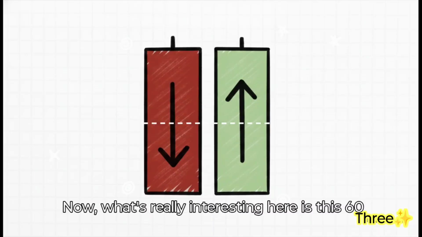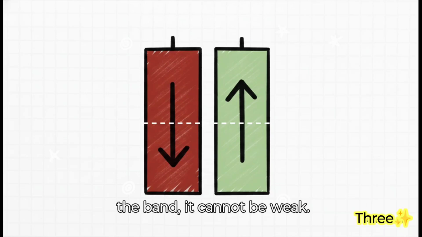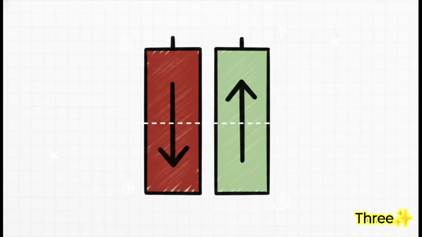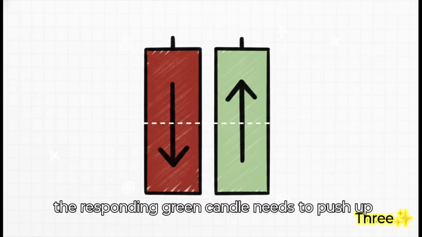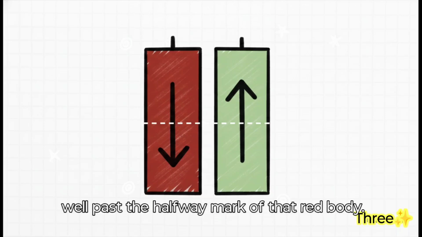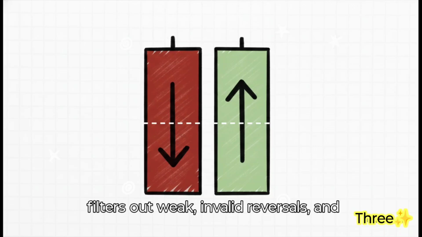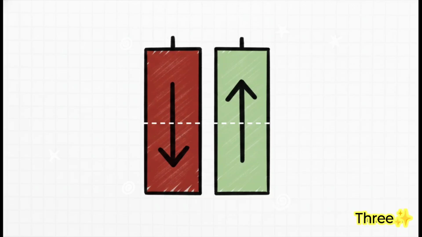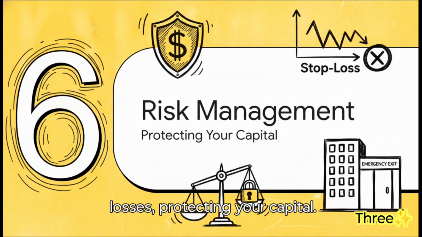Now, what's really interesting here is this 60% rule. When looking for that reversal candle outside the band, it cannot be weak. It must visually cover at least 60% of the previous candle's body. So if a red candle drops down out of the band, the responding green candle needs to push up well past the halfway mark of that red body. This visual rule is fantastic because it filters out weak, invalid reversals and ensures actual institutional momentum is backing your trade.